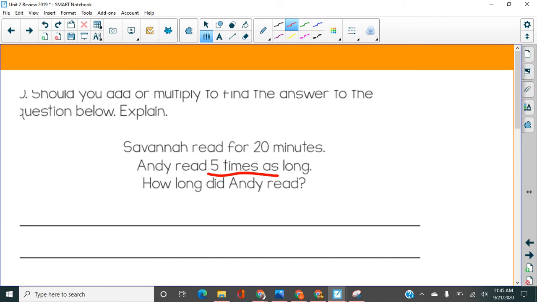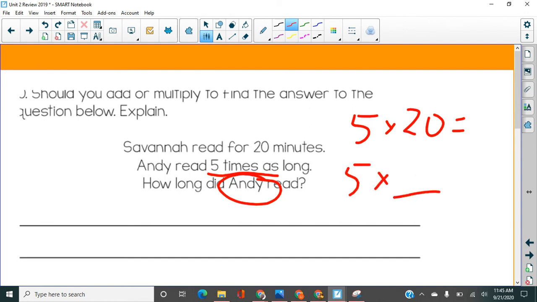Okay, now if we're going to do this, we would think, well, how much did Andy read more than Savannah or less? Because sometimes, right, this one's going to be 5 times 20. But sometimes you'll see something like this, where the missing number will be in the middle, but that's not true on this one. And how do I know that? Because Andy read more. I can tell Andy read 5 times as long. So 5 times 20, cross off that 0.